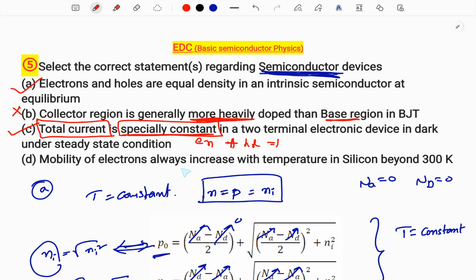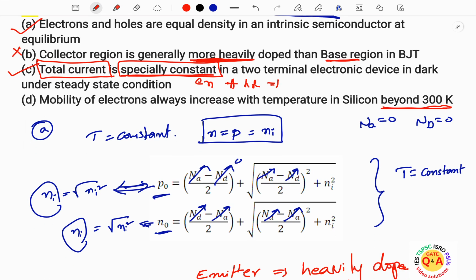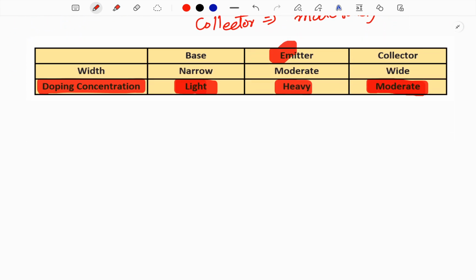Option D: mobility of electrons always increases with temperature in silicon beyond 300 Kelvin. This is important: beyond 300 Kelvin. Let us look at the mobility versus temperature curve, with temperature on one axis and mobility on the other, taking this point as 300 Kelvin.